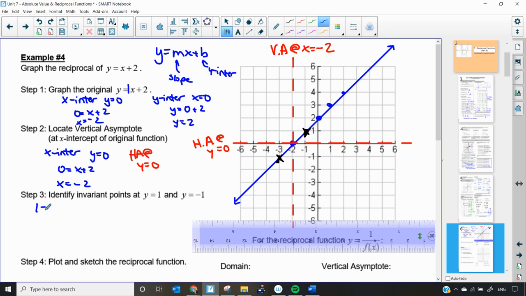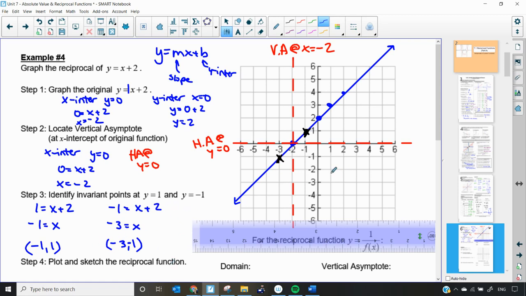So we would have 1 equals x plus 2, and 1 minus 2 is -1, so -1 comma x. So our first invariant point happens at -1 comma 1, and our other invariant point happens when y is -1. So -1 equals x plus 2, so -3 equals x. So our second invariant point is happening at -3 comma -1. Now, at this point, we're plotting our reciprocal function.